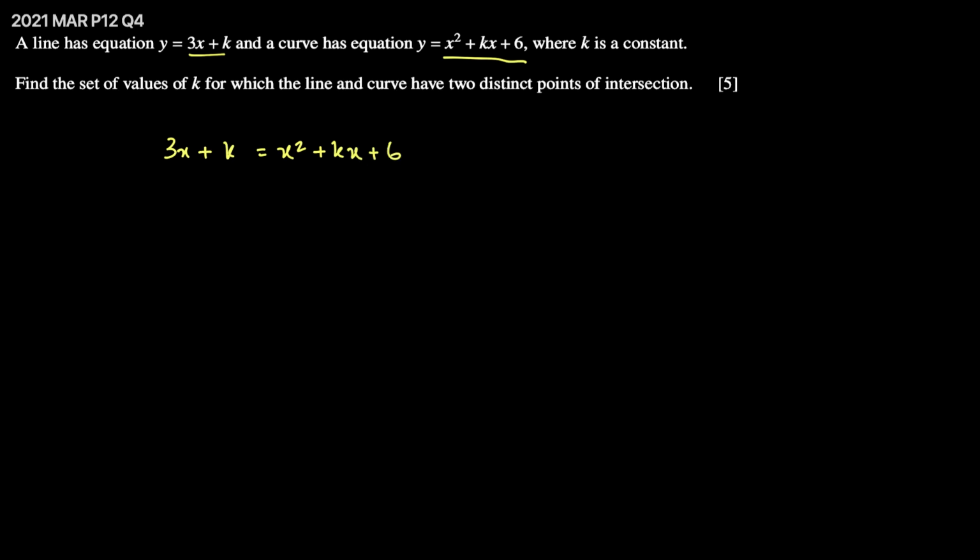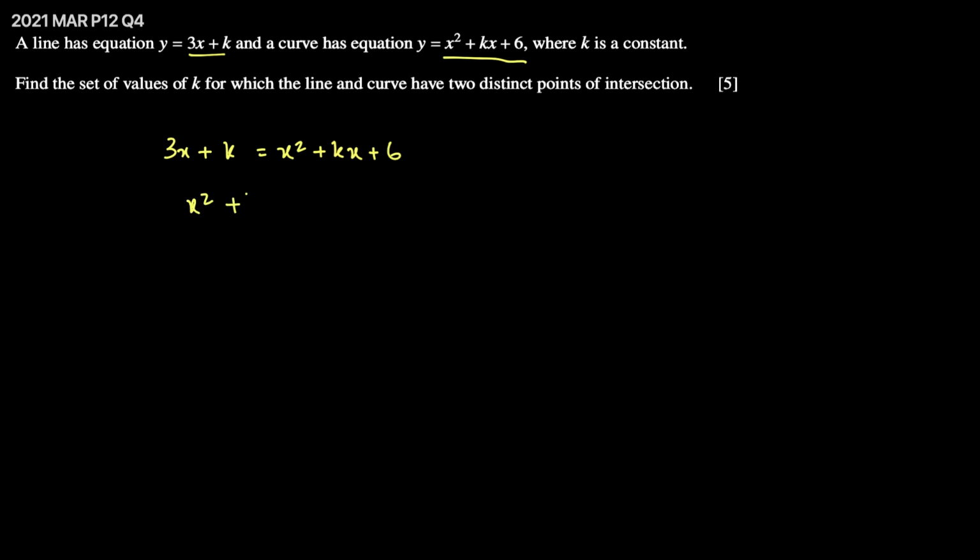Now what we have over here is a quadratic equation. And because they've said that we have two distinct points of intersection, that means we should get two distinct values of x when we solve this quadratic equation. So we should have two distinct solutions, which means the value of the discriminant should be greater than 0. So what does that mean? Well, first let's just rearrange this equation.